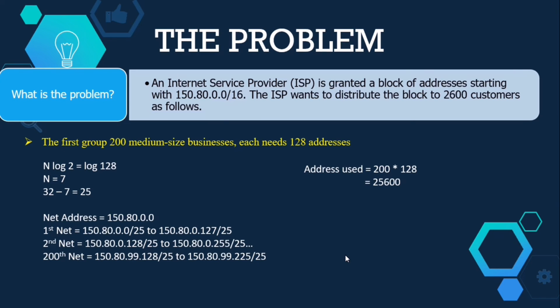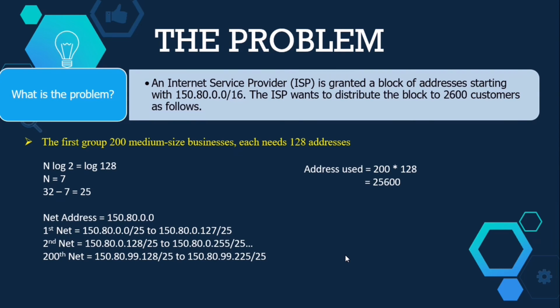Next, the problem states that an internet service provider, ISP, is granted a block of addresses starting with 150.80.0.0/16. The ISP wants to distribute the block to 2,600 customers in 3 groups. The first group has 200 medium-sized businesses, and each needs 128 addresses. First, we have to determine the netmask by this equation: n log 2 equals log 128, and we get n equal to 7. So the total binary number 32 minus 7, we get a /25 netmask.